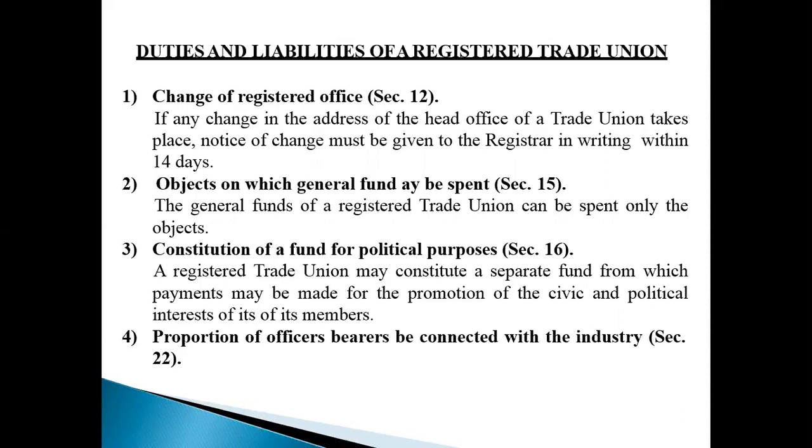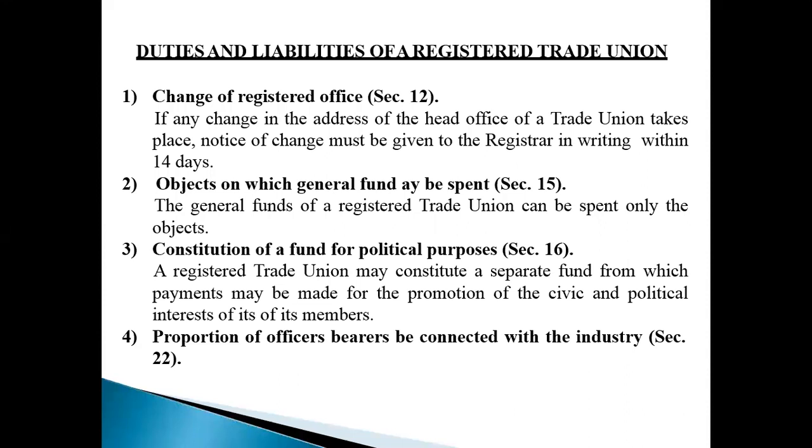First one, change of registered office under section 12. If any change in the address of the head office of the trade union takes place, notice of change must be given to the registrar in writing within 14 days. So under section 12 of this particular act, if any kind of change is there in the address of the registered office of a trade union, then it should be intimated to the registrar, and that too within 14 days of that change, right?